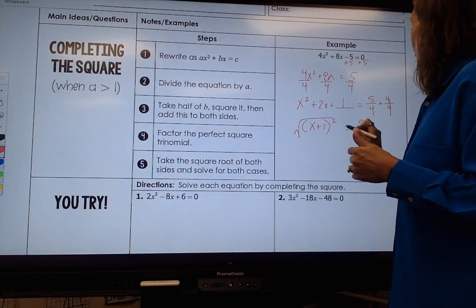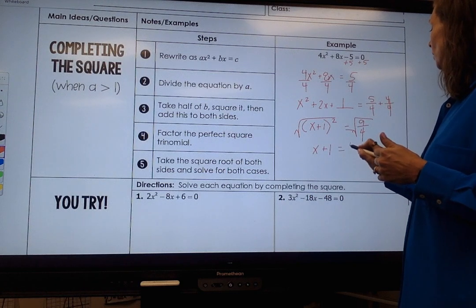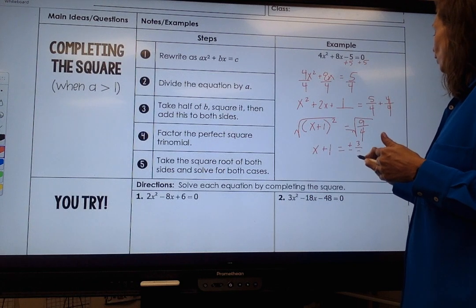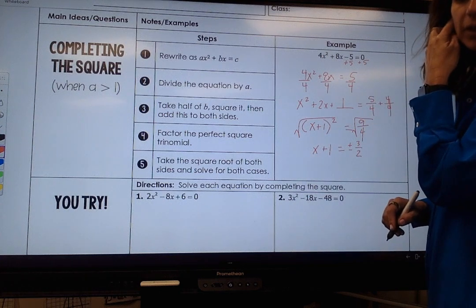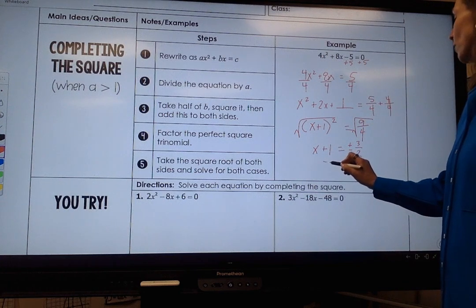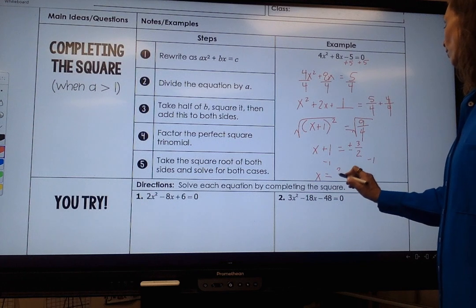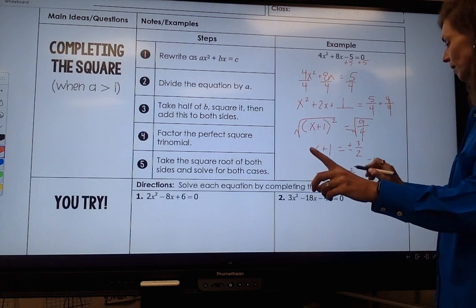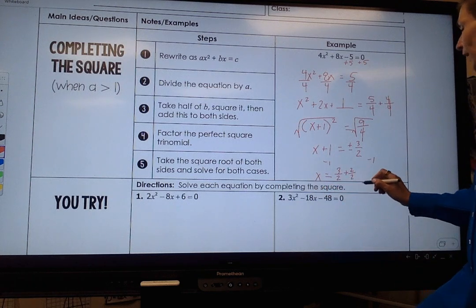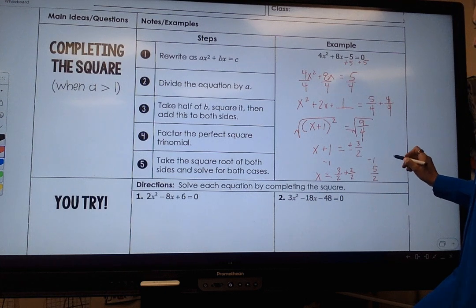And now we do the same thing as we have been doing. We take the square root of both sides, and I get x plus 1 equals plus or minus 3 over 2. Remember, here I take the square root of the numerator and the square root of the denominator. So I'm going to subtract 1 on both sides, and I get x equals 3/2 plus 1, which is 2 over 2, is the same thing as 1. So I get 5/2. And then I have negative 3 over 2.